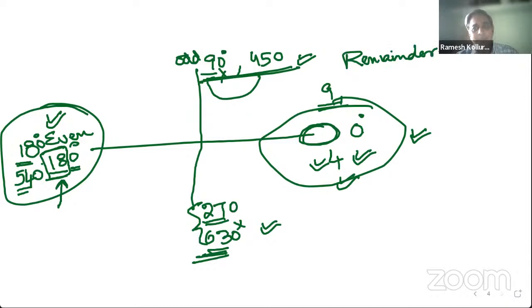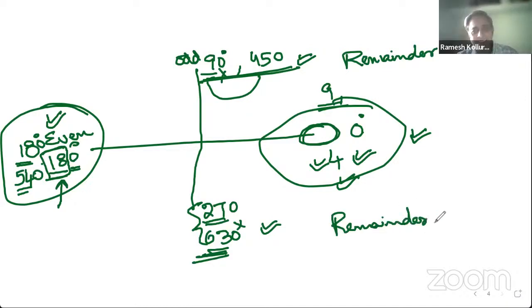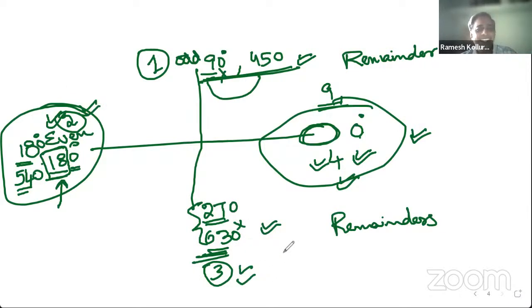Okay, using the remainders. What are the remainders here? If I say 0, 1, 2, 3, correct? If 2 is the remainder, then it is 180. If 3 is the remainder, then it is 270. 4 cannot be a remainder. If 0 is the remainder, then it is 0 degrees or 360 degrees, right?